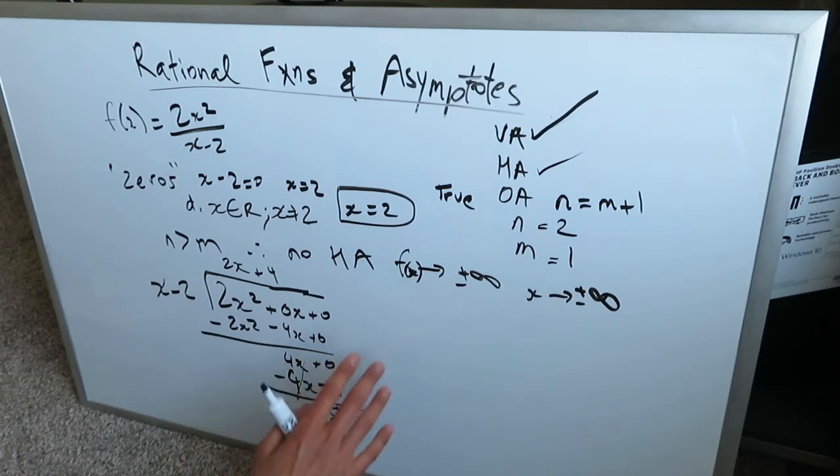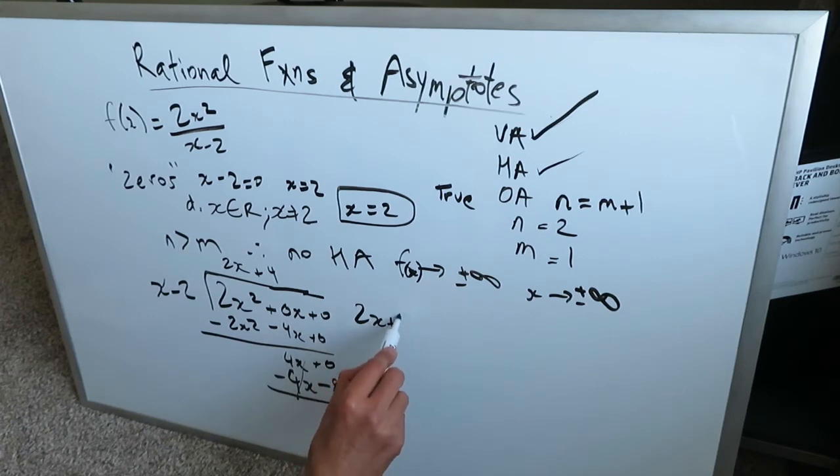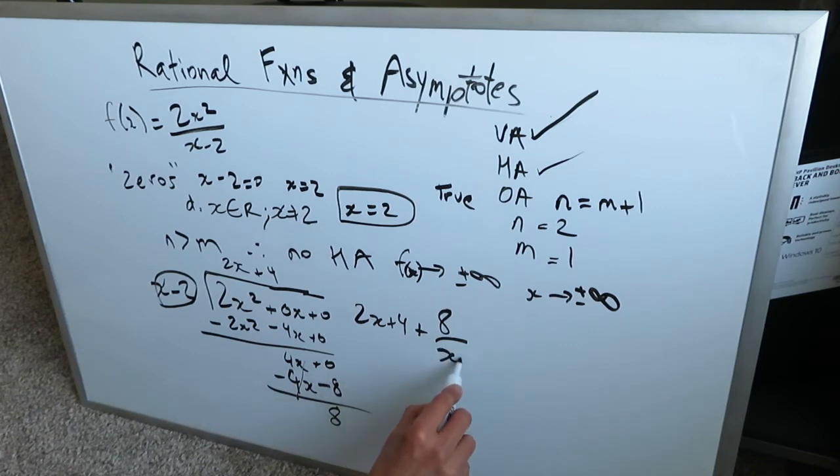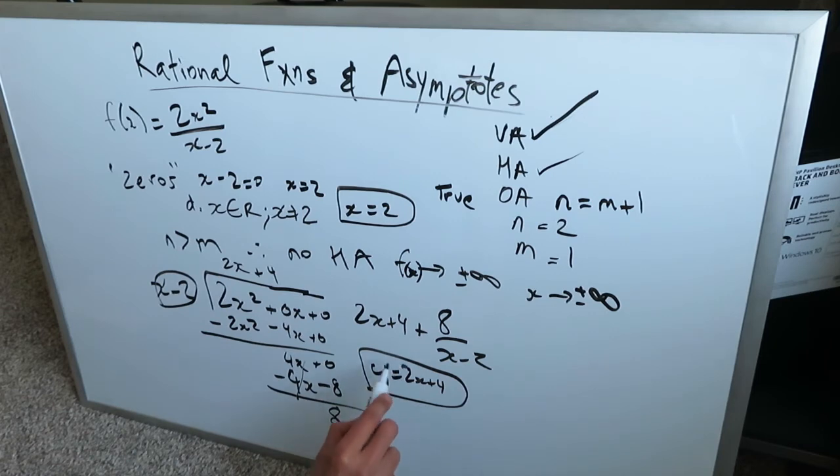I'm going to write this answer here in a proper format, and I showed you that. The answer on the top of this divide line right here is my answer, added with the remainder. The remainder here was 8 over what you started with right here, x minus 2. 8 over x minus 2. So the equation of my oblique asymptote is y equals 2x plus 4. Here's my equation of the oblique asymptote, which is right over here.